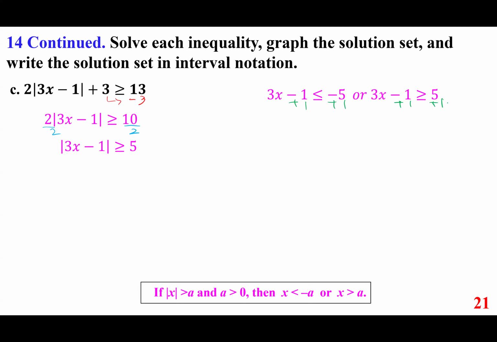We are going to add 1 to both sides of each inequality. The first one becomes 3x less than or equal to negative 4, or the second one becomes 3x larger than or equal to 6. We're going to divide both sides by 3. In both cases, we get x. The first one, x is less than or equal to negative 4/3. In the second case, or x is larger than or equal to 2.